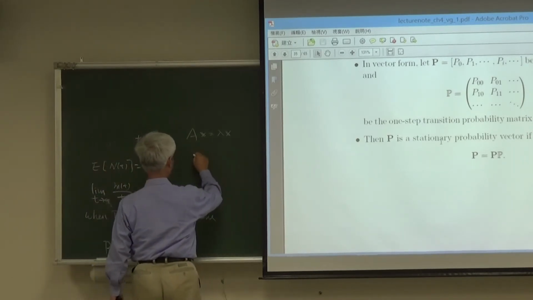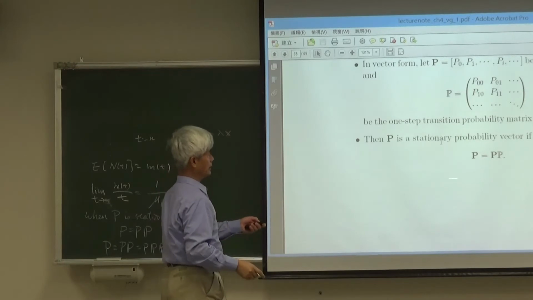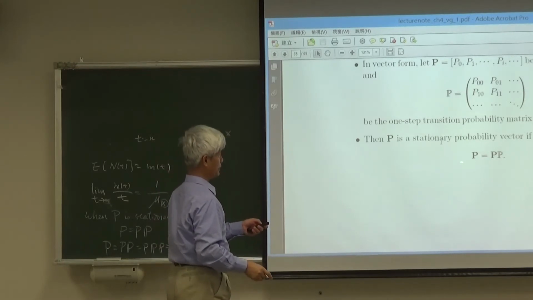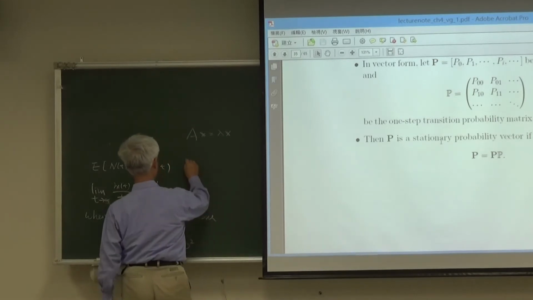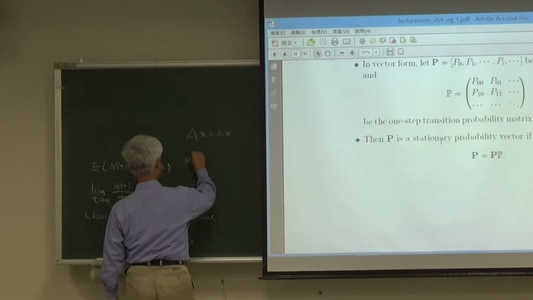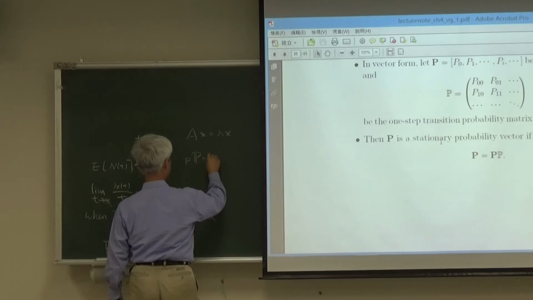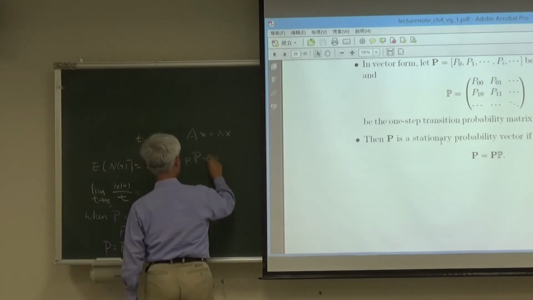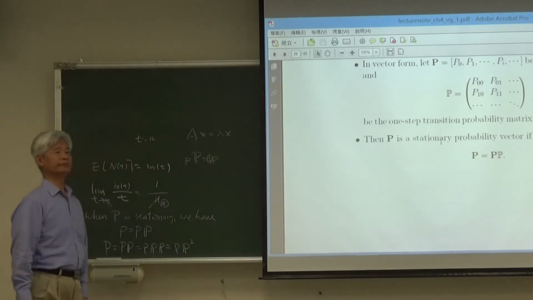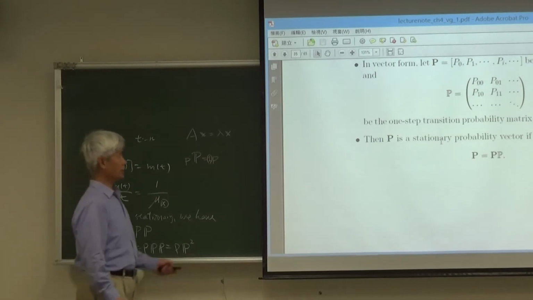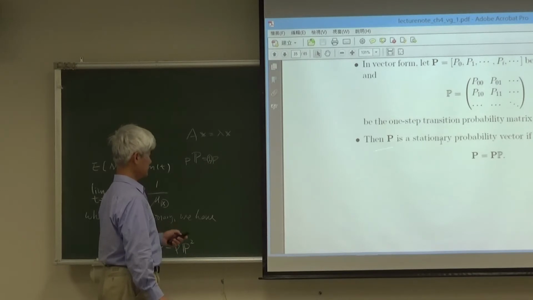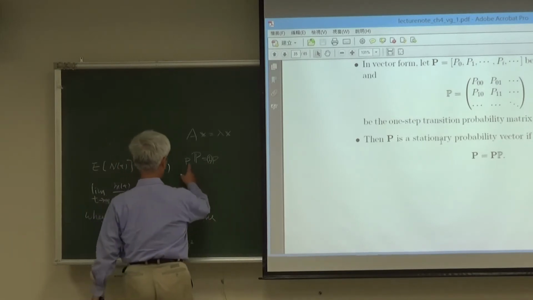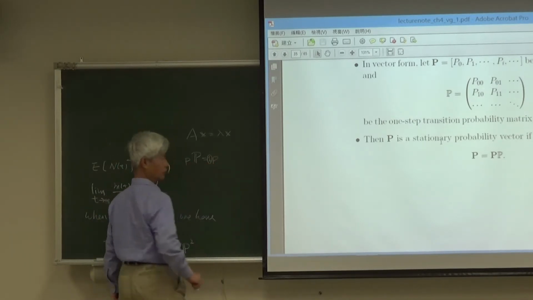But in probability theory, we write the vector as a row vector. So actually we have πP = π, so the eigenvalue is 1. So we are going to find the eigenvector corresponding to eigenvalue 1.